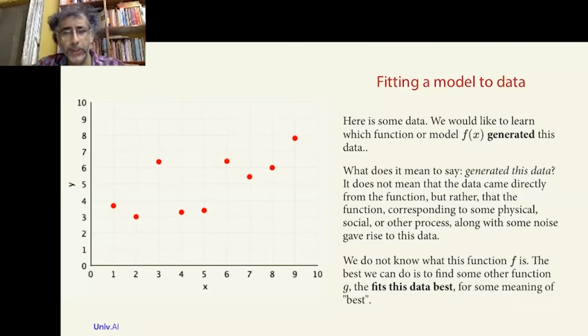Okay, so we don't know what this function is. And in fact, think about it, you're not God, so nobody's telling you what this function is. So we do not know what this function f is, and the best we can do is to find some other function g that fits this data best. As I said, we're not God, so we don't know what generated the data. So we try things, and hopefully they work, right? Okay, so that's the basic setup of our situation.